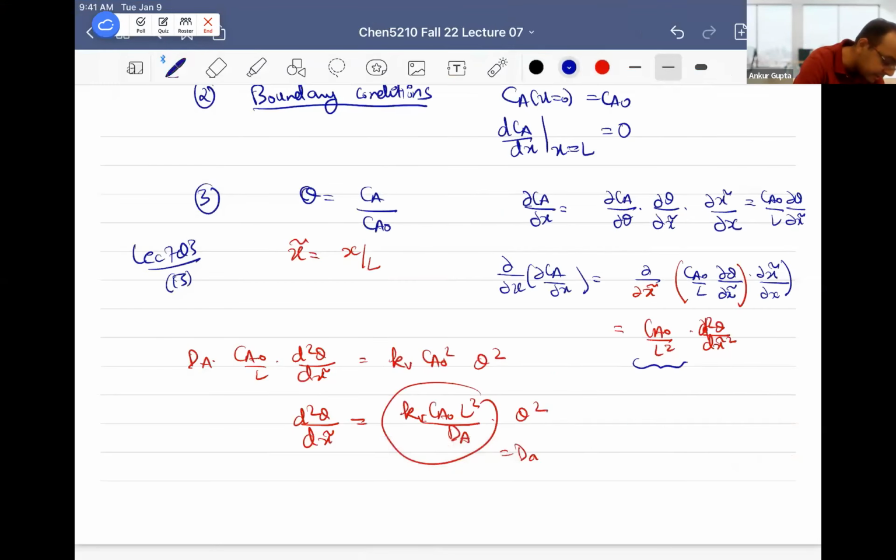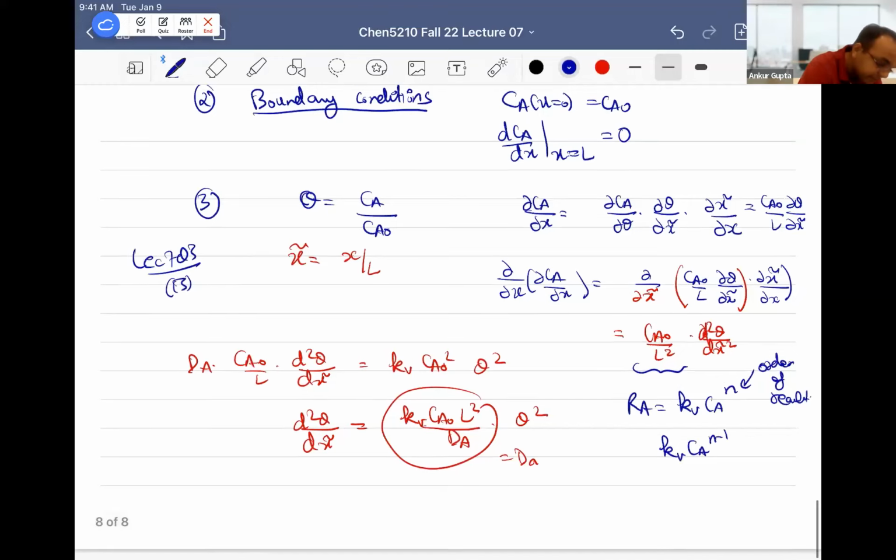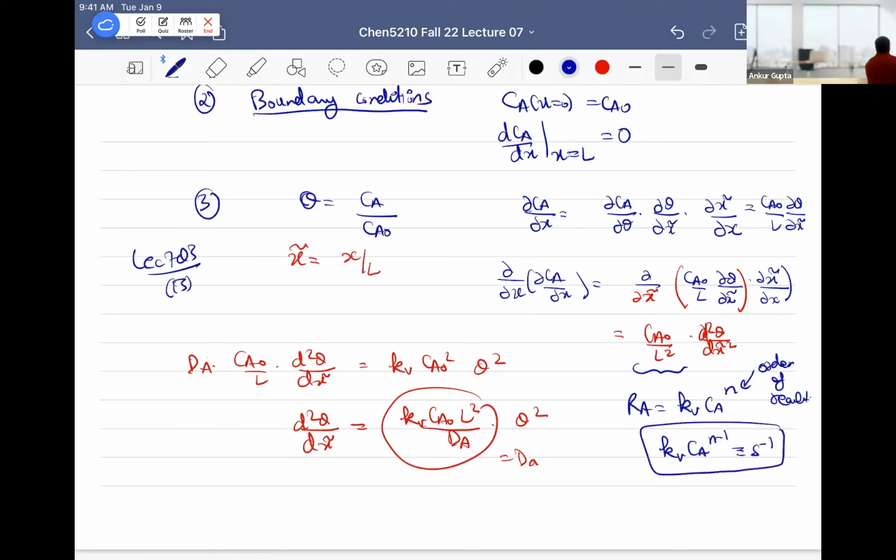if my reaction rate is kV Ca raised to the power of n, where n is the order of the reaction, then what are the units of kV Ca raised to the power of n minus 1? You remember that? These units are second inverse. By the way, this is a volumetric reaction. If there is a surface reaction, then I have meter per second. Keep in mind that kV Ca to the power of n is mole per meter cubed per second, and kV Ca to the power of n minus 1 removes one mole per meter cubed, leaving per second.